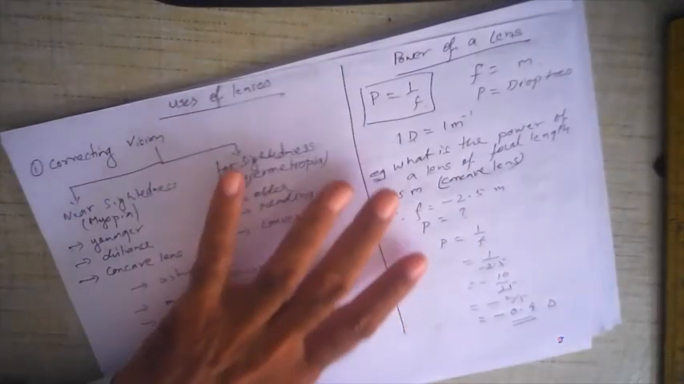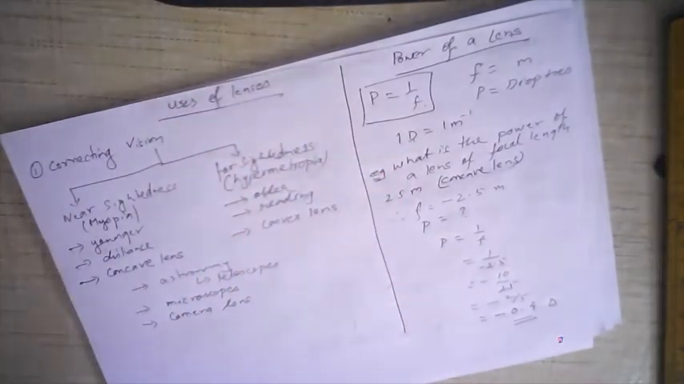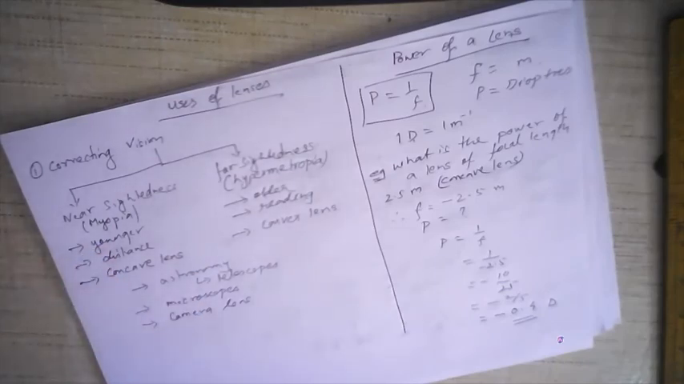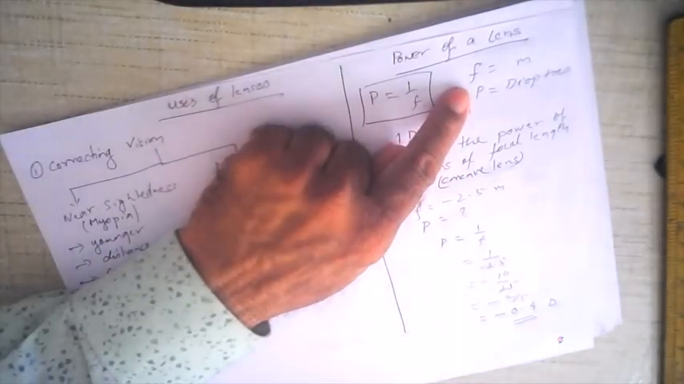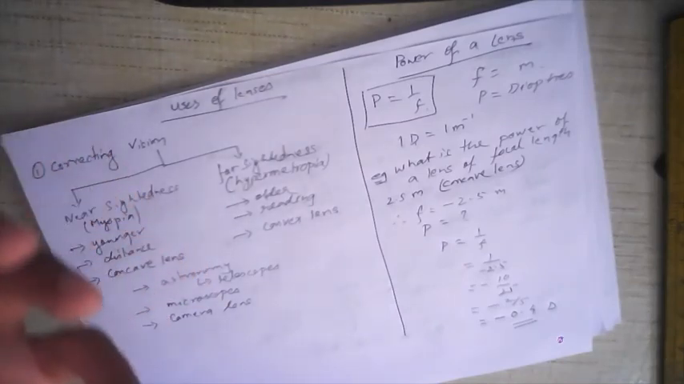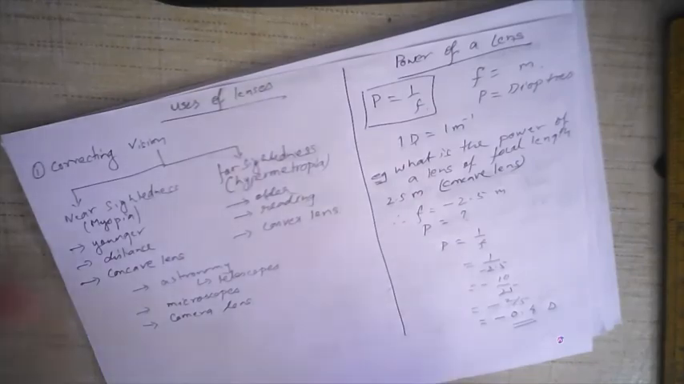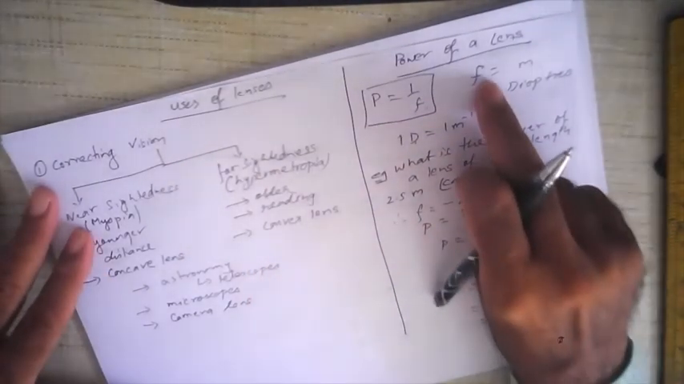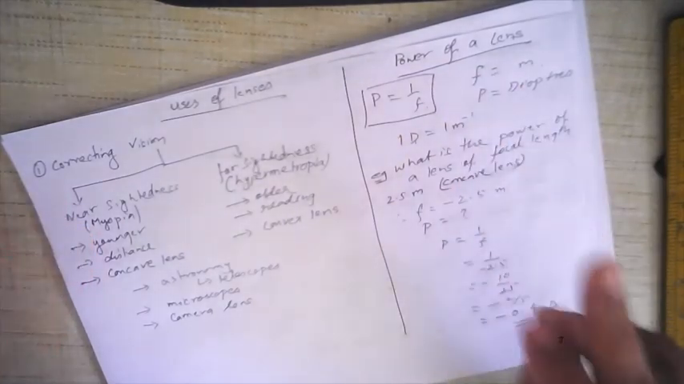So power of a lens is different. It is based on the converging power or diverging power of a lens, so focal length is important. When focal length is large, its diverging power is less. When focal length is more, its converging power is less. So the converging or diverging power of a lens depends upon its focal length.